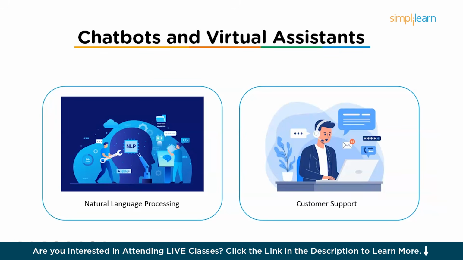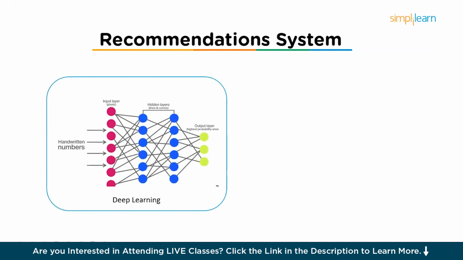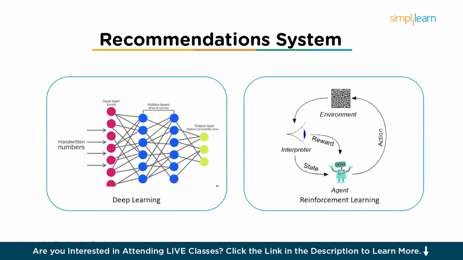Now moving on, we have recommendation systems. For example, Netflix, YouTube, and Amazon. AI here analyzes user behavior, past interactions, and preferences to recommend content or products. It uses collaborative filtering, deep learning, and reinforcement learning. For example, e-commerce platforms suggest products based on browsing history, while streaming services recommend movies and shows.